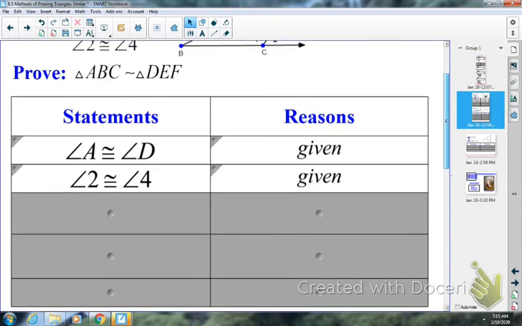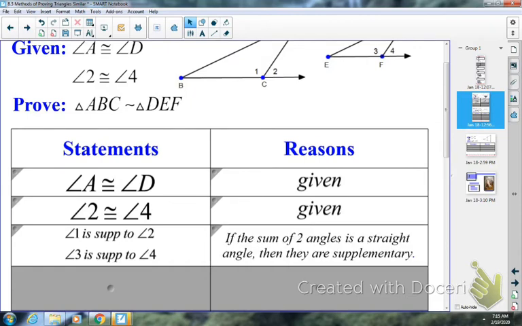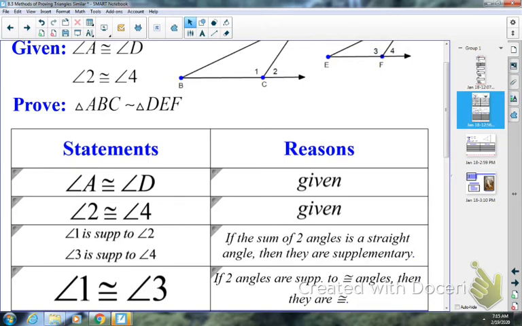But if you look at the picture, 1 and 2 are supplementary, as well as 3 and 4. And the reason I want to make that connection is because 1 is an angle of the triangle and 3 is an angle of the other triangle. And my reason is if two angles form a straight angle, they are supplementary, or if the sum of two angles is a straight angle, they are supplementary. Okay, so since 2 and 4 are congruent, we can now state that 1 and 3 are congruent. And we haven't used this one in a while. But remember, if angles are supplementary to congruent angles, then they are congruent.